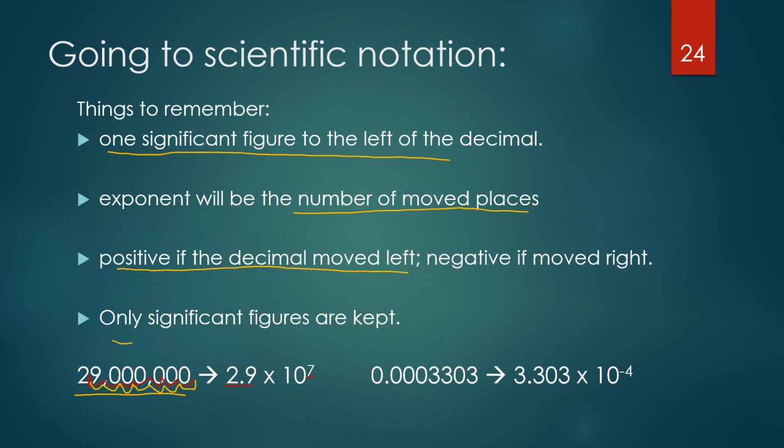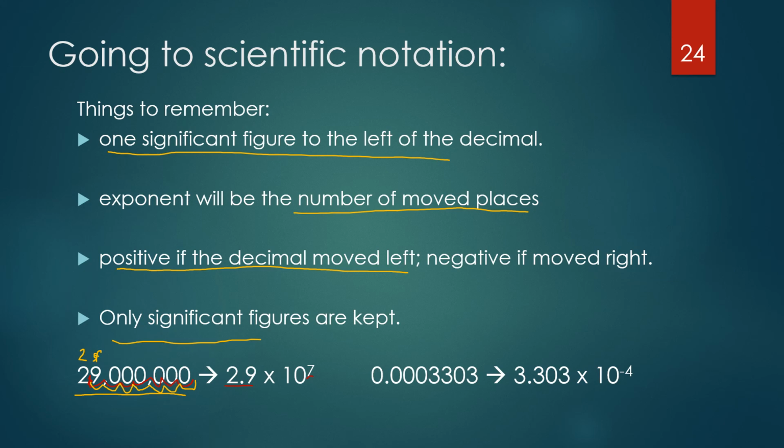Last but not least, only keep significant figures. So in this original number, 29 million, there were only 2 significant figures because just the 2 and the 9 count. All the zeros after that don't count because there is no decimal point.